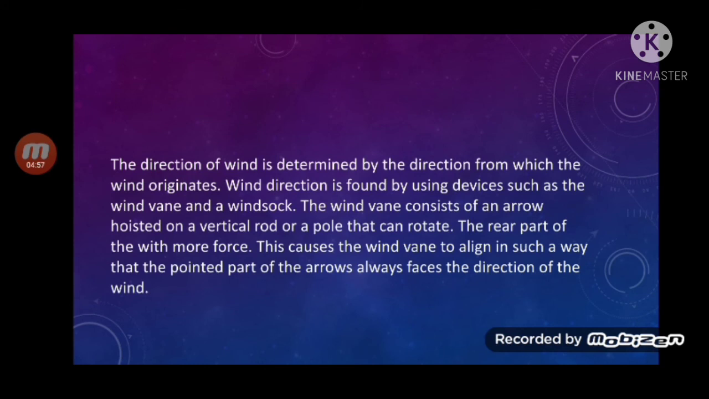The direction of wind is determined by the direction from which the wind originates. Wind direction is found by using devices such as the wind vane and a windsock. The wind vane consists of an arrow hoisted on a vertical rod or a pole that can rotate. The rear part of the arrow is pushed with more force. This causes the wind vane to align in such a way that the pointed part of the arrow always faces the direction of the wind.